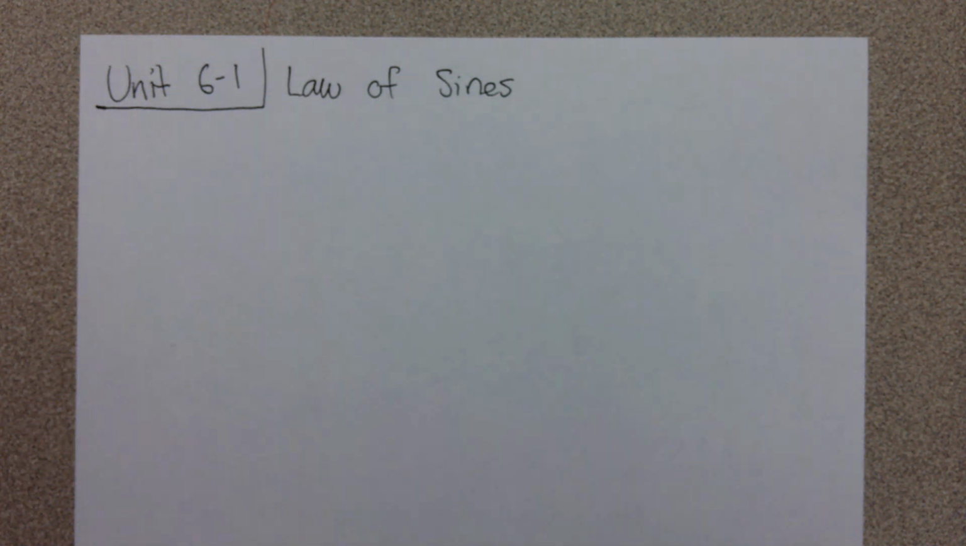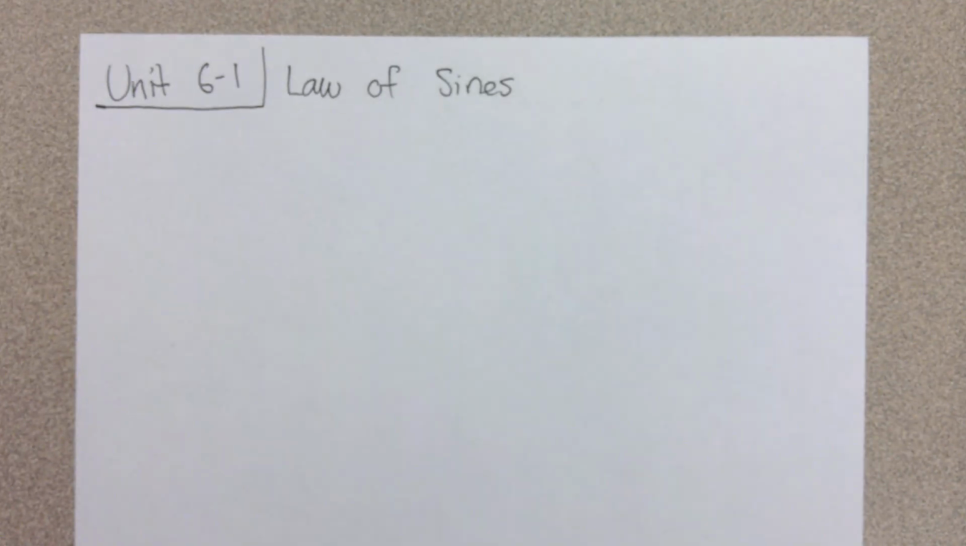So today we are starting Unit 6-1. We have Unit 6-1 and 6-2 left, and then we're going to do a very quick blip on circles, and then that'll be the rest of the material before you take your final exam. Today we're talking about law of sines.